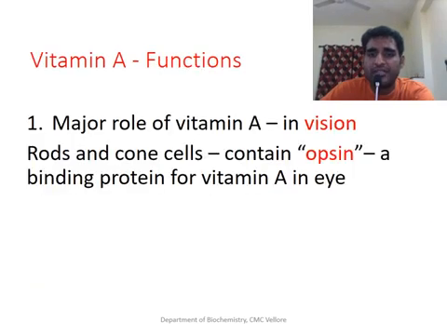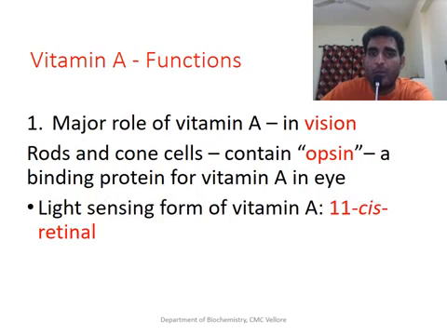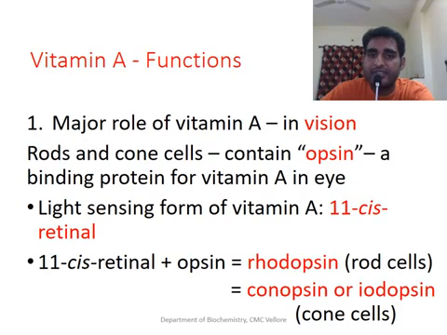The major role of vitamin A is in eye as the light sensing pigment in cells of retina. The binding protein for vitamin A is called opsin, present in both rods and cone cells. The form of vitamin A here is 11-cis-retinal. In rod cells, the protein is called rhodopsin, while in cone cells, it's called conopsin.